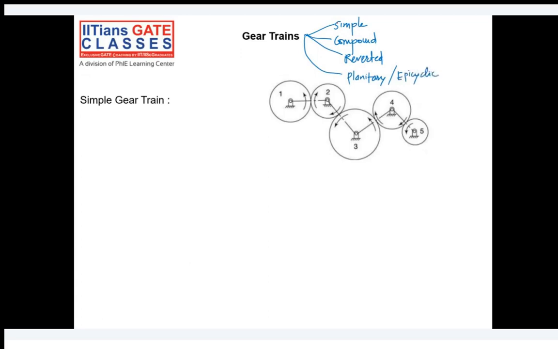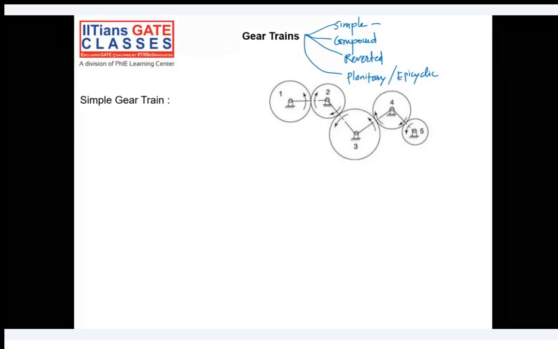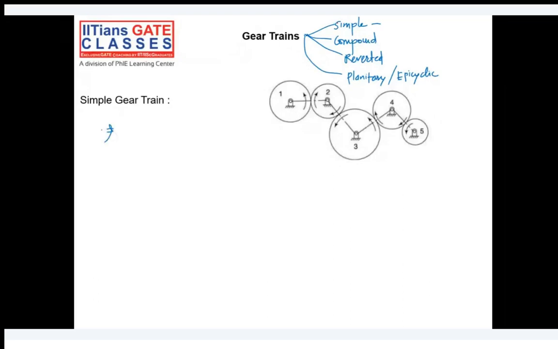When we call it a simple gear train, on each shaft we have only one gear. So you can clearly see first, second, third, fourth, and 5 gears in this particular diagram. You can clearly see on each shaft there is one gear. So I'll say that each shaft supports one gear in case of a simple gear train.